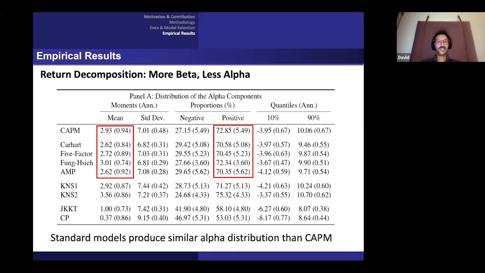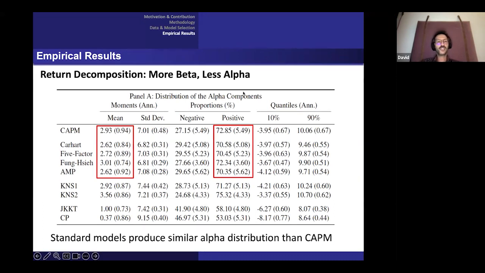So let's have a look at the table. This is a typical table that you'll find in the paper. Each row reports one factor model. So you have the CAPM, which is the benchmark model, the Carhart, the five-factor Fung-Hsieh, Asness-Moskowitz-Pedersen, you have the two machine learning models, and then you have the alternative models by Yu and Vara and the Carhart-Pedersen model. And here each column summarizes part of the cross-sectional distribution.